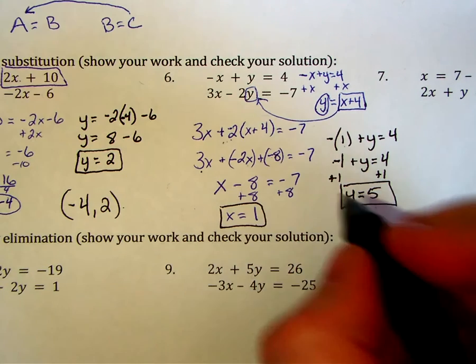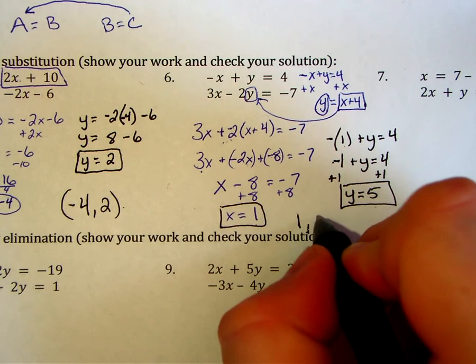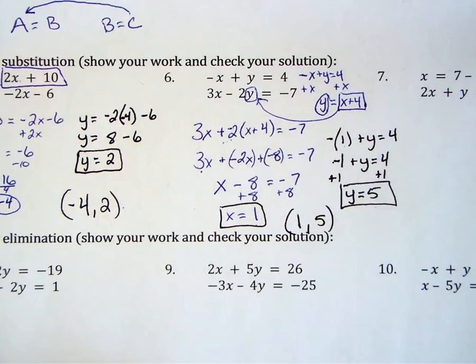Our solution for this system is 1, 5. Now again, you can check the system of solutions. I'm not going to do that here for you now. I showed you how to do that for problem number 5. You should be able to do the same thing for problem number 6. I'm going to move on to problem number 7.